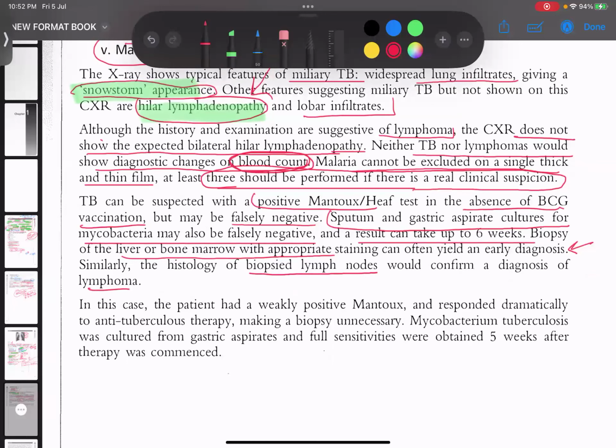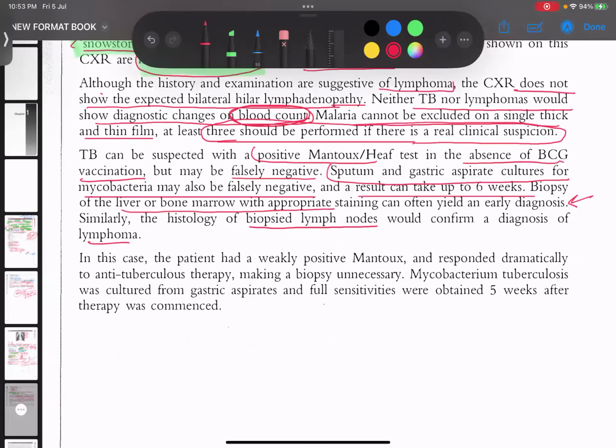So if we're considering lymphoma, we should go with a biopsy of the lymph node rather than the bone marrow, because bone marrow will only show changes if there has been malignancy, like now there has been metastasis. Before that, if it's the early episode, most likely you would not find any kind of changes in the bone marrow. In this case, the patient had, so now they are giving some updates.